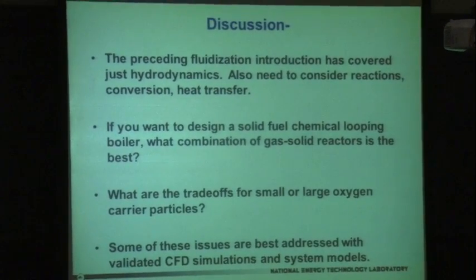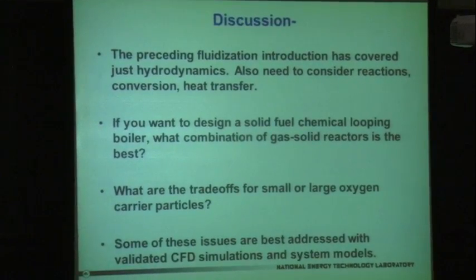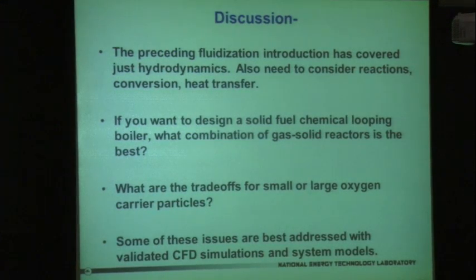So the discussion we just finished up covers really the hydrodynamics. The process of designing a chemical looping combustor is actually a lot more involved because you've got to think about chemical reactions, conversion, how do you get the heat transfer out? And so the question is, if you want to design a chemical looping boiler, what combination of reactors is the best one? I don't know. This is really something we are debating right now.